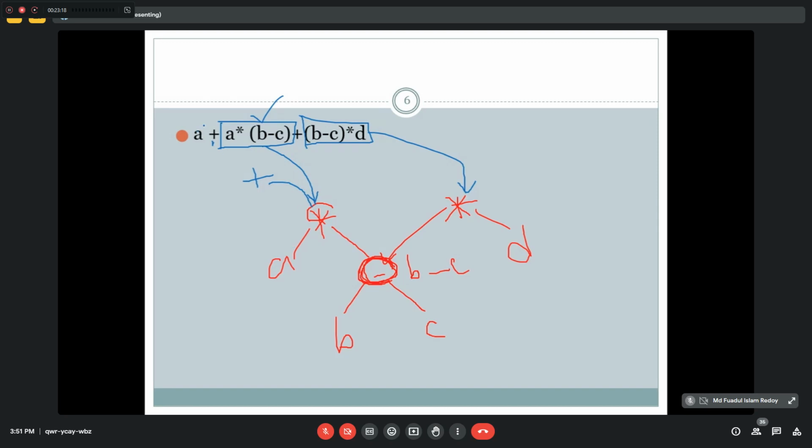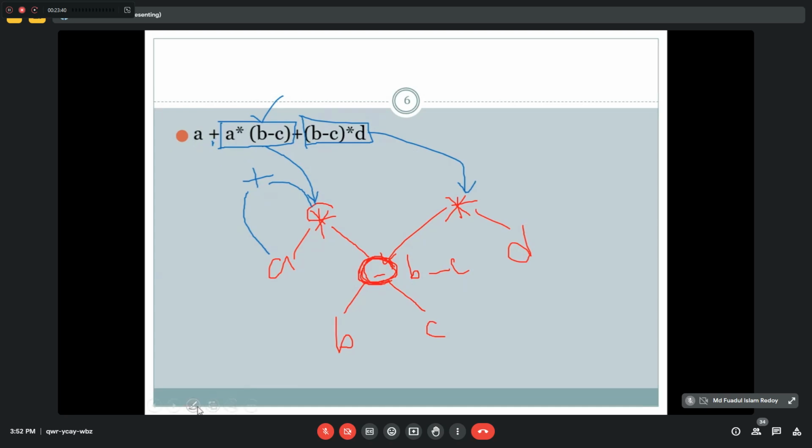Simply this one. Okay, so if you think about A, A is already in the tree, so no need to write A again. Just draw an arrow to indicate A, because both A are the same here. No need to write more than one time. Got my point? Yes, sir. Then this part is done.